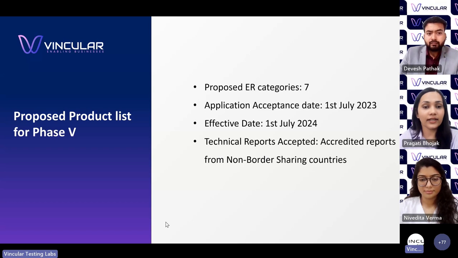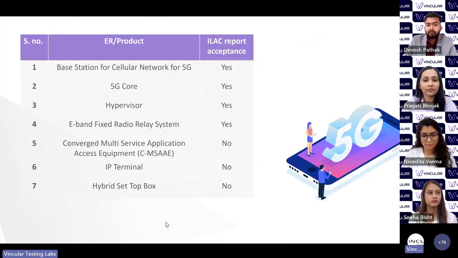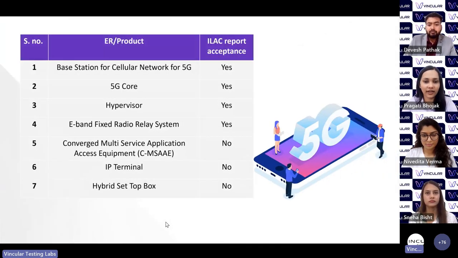The mandatory date of implementation for these products will be 1st July 2024. TEC will start accepting applications from 1st July 2023. That means that the portal will be ready and we will be able to submit the application after 2 days. Total 7 products have been finalized for Phase 5.